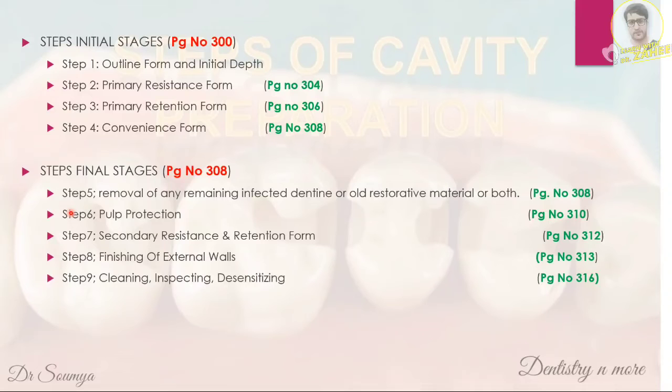However, liners are not indicated if the removal of the infected dentin does not extend deeper than 1 to 2 mm from the initial depth. These are all points to be kept in mind, and these points must be noted when it comes under pulp protection. These points are mentioned in our standard textbook.